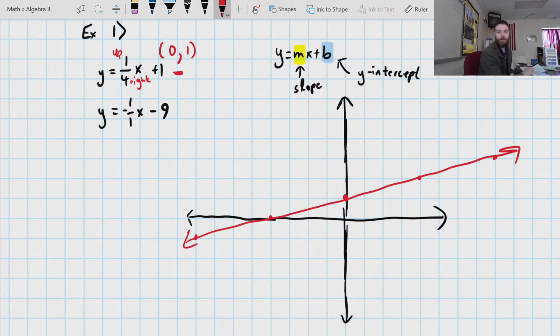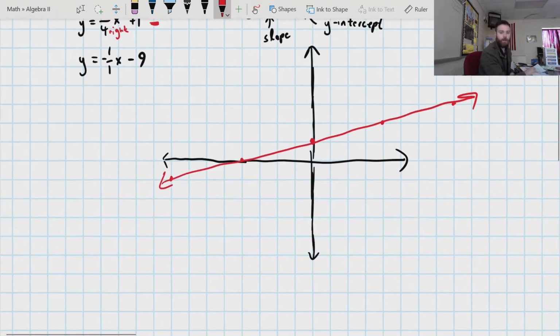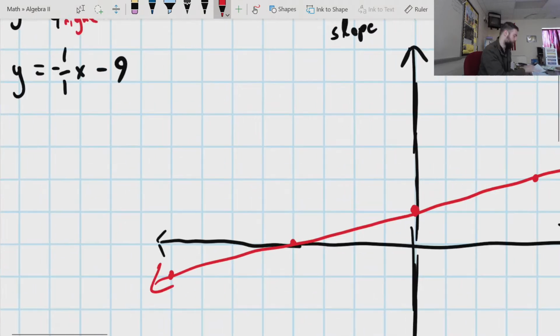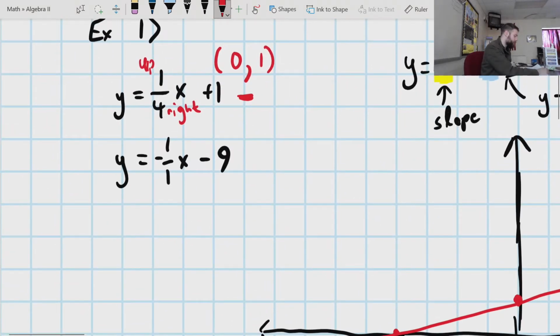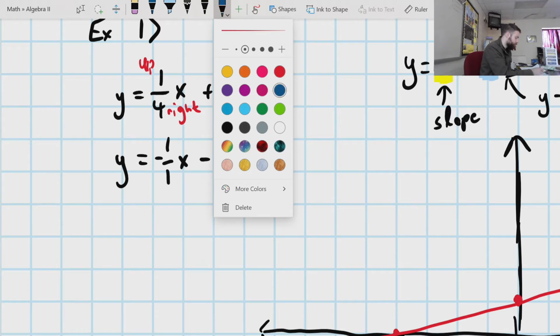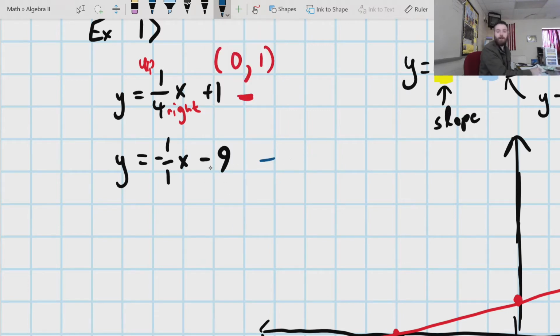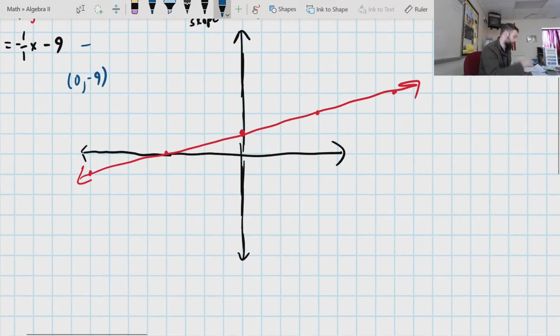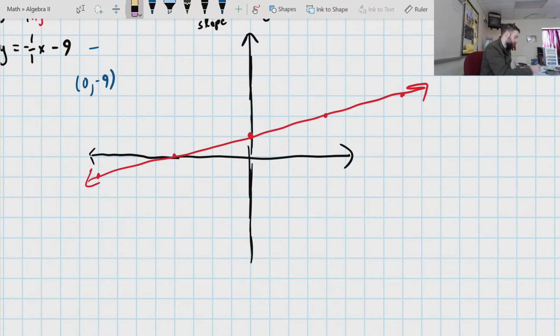So now we want to find the y-intercept for the second graph, which I'm going to do in blue. It's going to be the same as the first. As long as I've solved for y, I don't have to search for the y-intercept very much. So down here, my y-intercept is -9. So I'm going to have 0, -9 as my y-intercept. So I'm going to erase all this stuff.